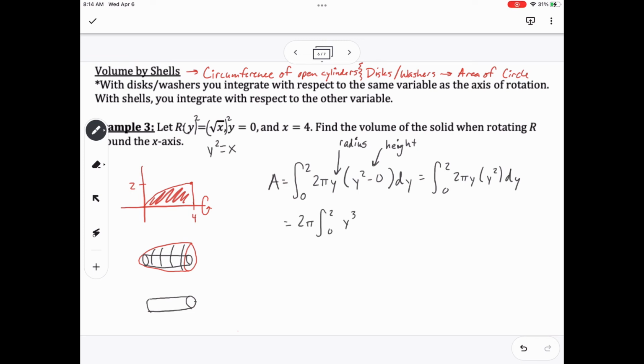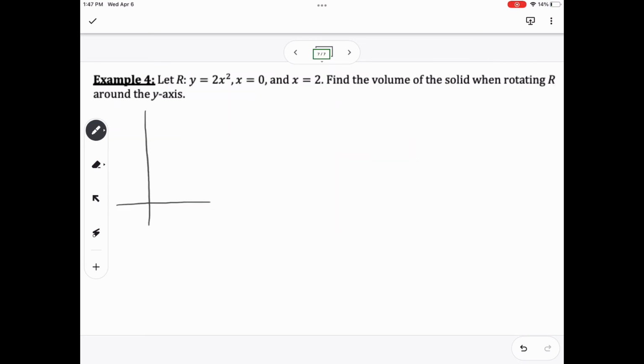And then because it's a cylinder, I need a height value. So that's going to be the difference between your function and the smaller function. In this case, it's just going to be 0. And so I plug that in. y squared minus 0 is just y squared. 2 pi moves out front, so I get y cubed. And I integrate that, and I'm still able to get 8 pi, like I did in the first one.